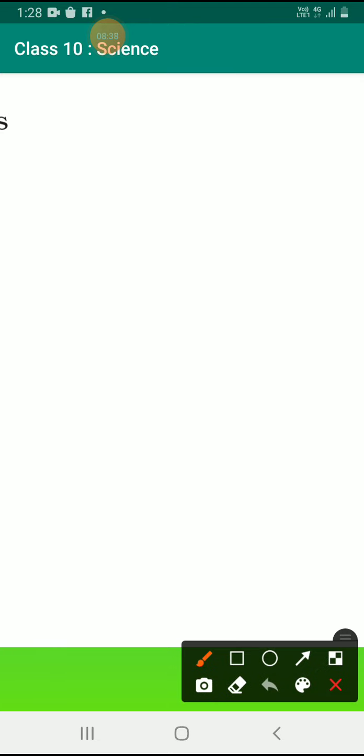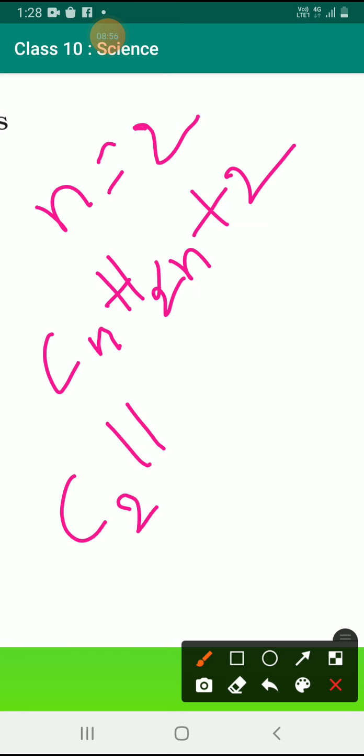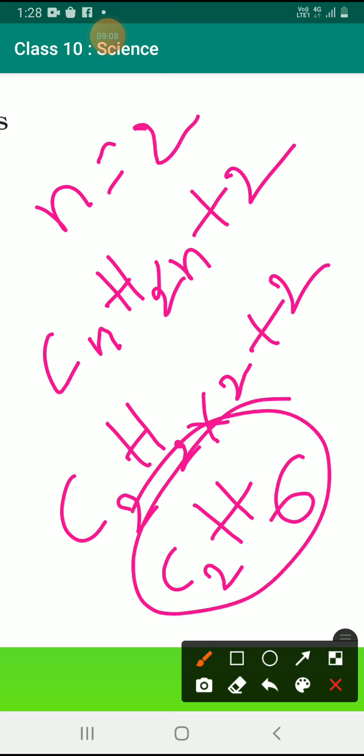So methane, ethane, right? Ethane means 2, monkey eats 2, correct? So the n value becomes 2. The general formula, you know, is CnH2n plus 2. So here you can write C2H2 into 2 plus 2. So finally you can write C2H, 2 twos are 4, 4 plus 2 is 6. So C2H6 will be the answer. So that will be ethane, correct?